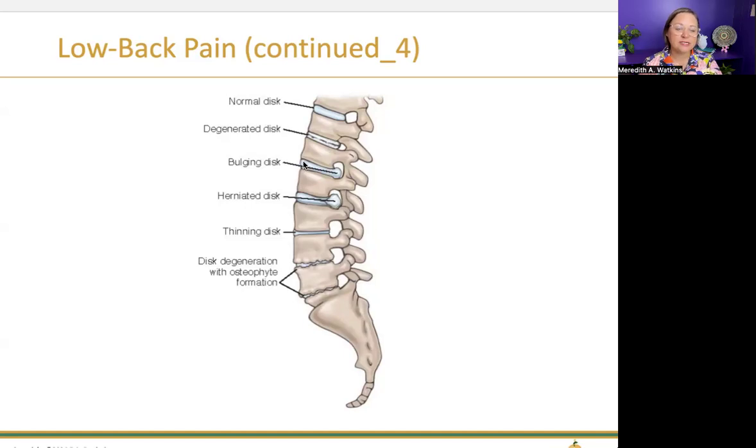You can also see the discs starting to slip from where they're meant to be out into the space right here. And so we see the bulging disc or the herniated disc, which can cause excruciating pain and sometimes require surgery. You can also see the disc thinning, and you can see disc degeneration with osteophyte formation. And this is where the bone starts to try to grow new bone and even fuse together, which can cause a lot of pain.